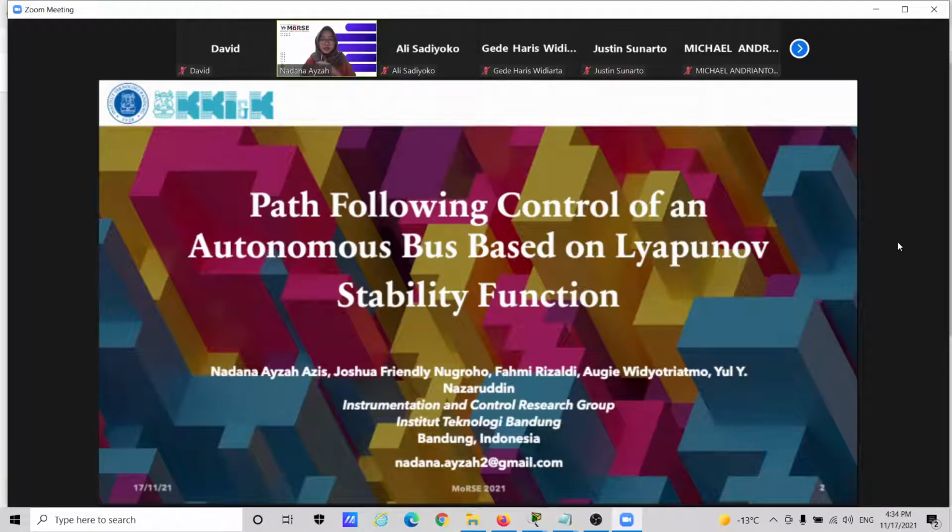Bismillahirrahmanirrahim. Hello, everyone. In this beautiful day, I would like to go through our presentation with the title Path Following Control of an Autonomous Bus Based on Lyapunov Stability Function. This is research by me, Nadana Aisyah Aziz, and my fellows Joshua Friendly and Fahmi Rizaldi, under the supervision of Mr. Augie Widyatmo and Mr. Yul Iwan Nazaruddin. We are from the Instrumentation and Control Research Group, Institut Teknologi Bandung.